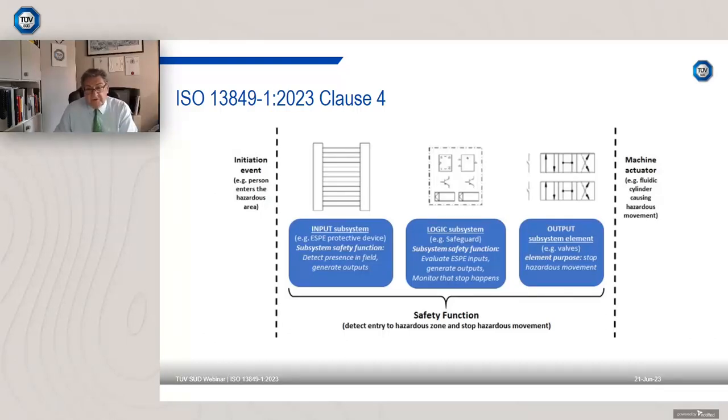So it's been with us for well over 20 years in a published standard. It's been retained in examples in every version of 13849 since then. But in edition 4, it is getting much more emphasis. So this is in clause 4, and we shall see that in clause 5, again, there is additional content about the use of subsystems.